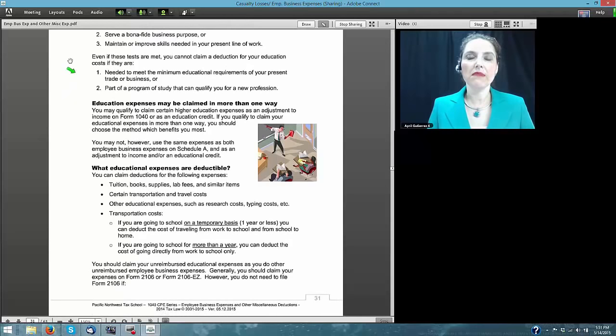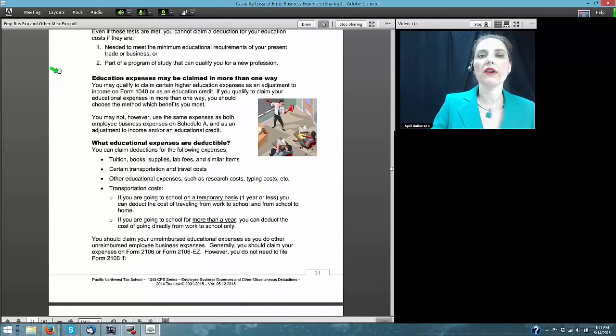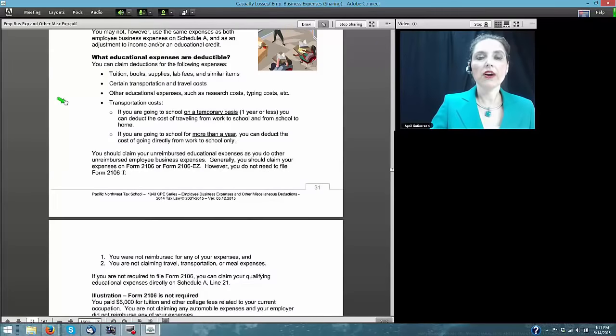Even if these tests are met, you cannot claim a deduction for education costs if they are needed to meet the minimum educational requirements of your current profession, trade, or business, or they are part of a program of study that can qualify you for a new profession. Education expenses can be claimed in more than one way, and obviously you cannot duplicate them. You should use whichever method you are legally entitled to that saves you the most money, but you can't typically duplicate them.